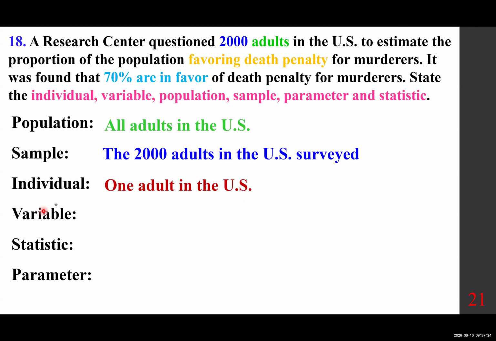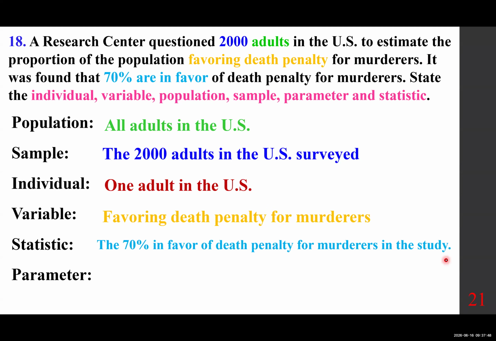So what varies? What is the variable? You are for or against the death penalty, favoring death penalty for murderers. That's what varies, yes or no? For or against. Statistics. Well, it was found that 70% are in favor. 70% of what? Of those 2,000. So that 70% in favor of death penalty for murderers in this study would be considered a statistic.